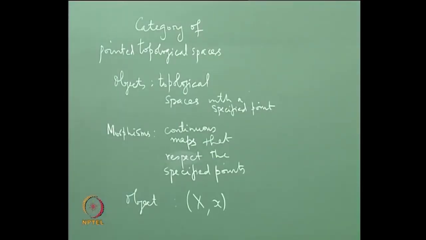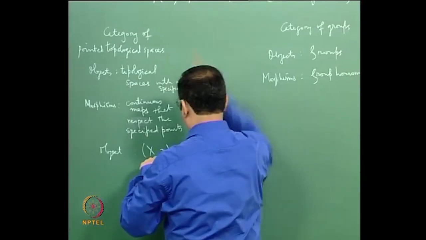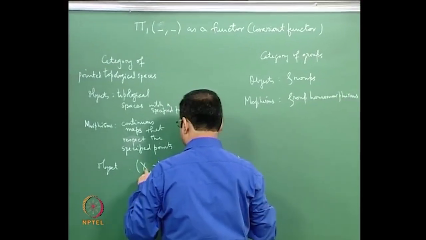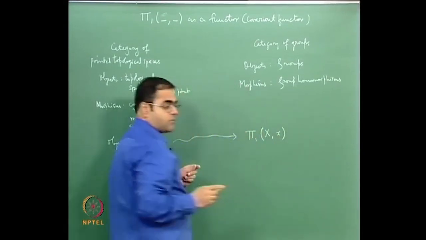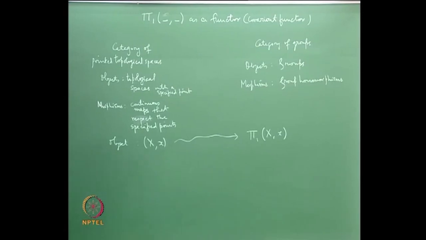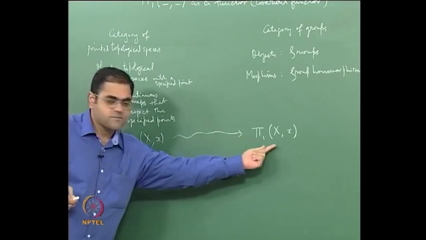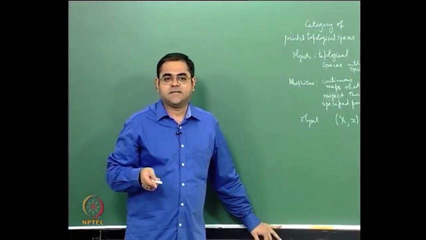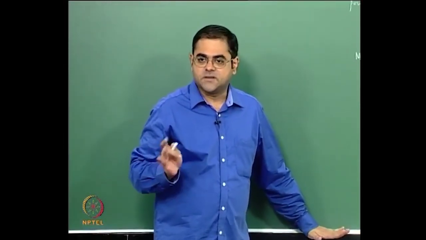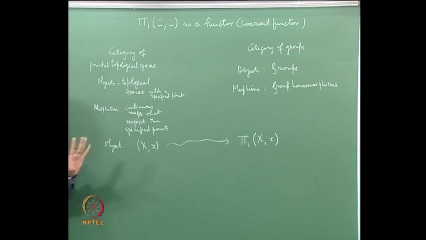What does my functor do? Given such an object, I will get a group, namely the first fundamental group based at the point small x for the topological space capital X. So for an object here, I am getting an object there, which is a group. And what is a functor supposed to do? A functor is a generalization of the notion of function, but of course a function has to go from one set to another set, but here the functor goes from something that is much more complicated than a set.